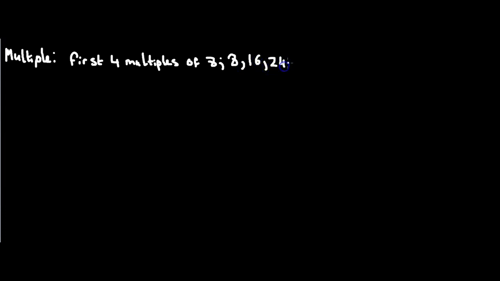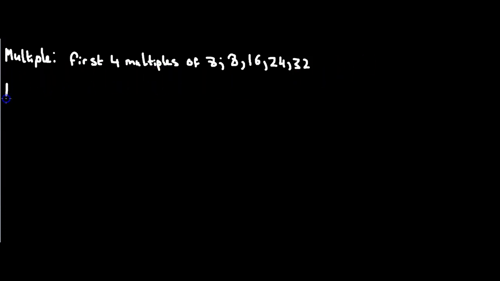So for example, let's take the first four multiples of 8. First of all, 8 times 1 equals 8, 8 times 2 equals 16, 8 times 3 is 24, 8 times 4 is 32, and that's the first 4 multiples, but we could go on and get as many multiples as we wanted.